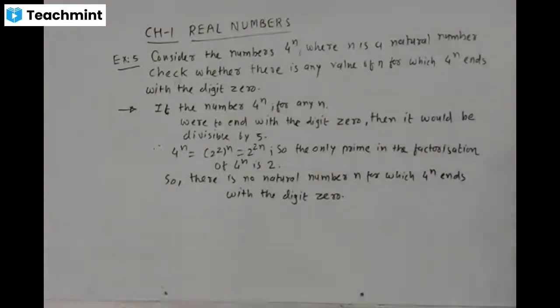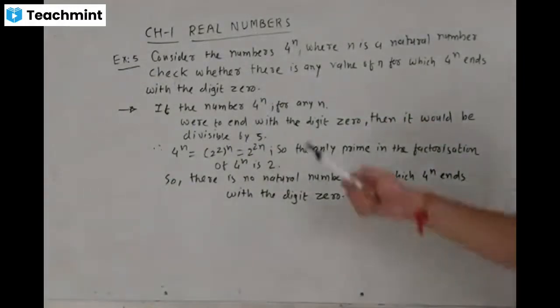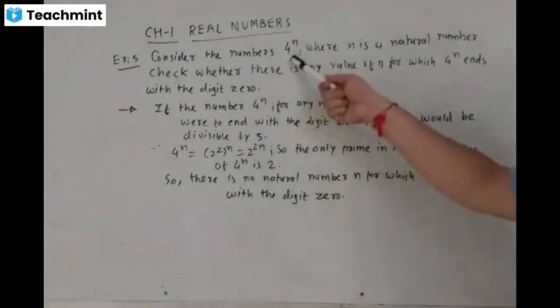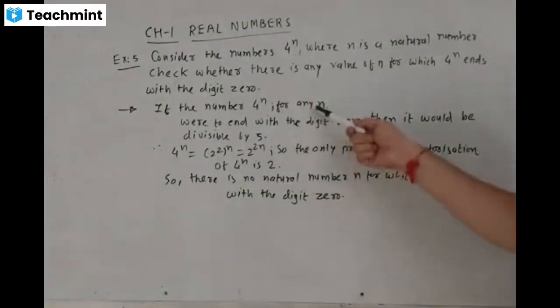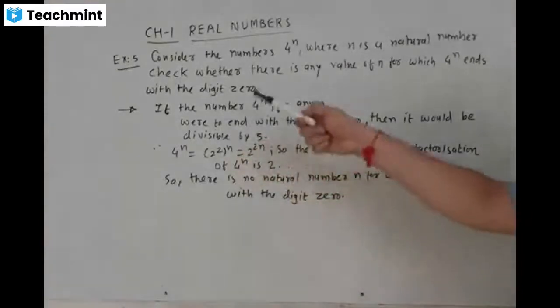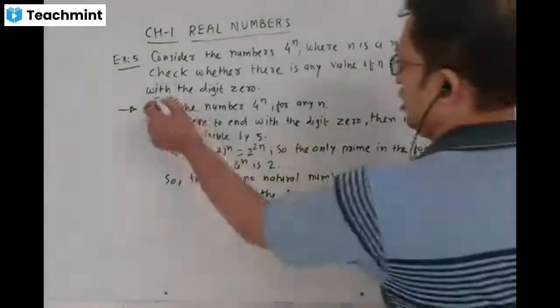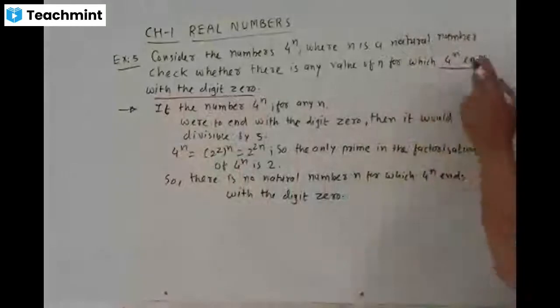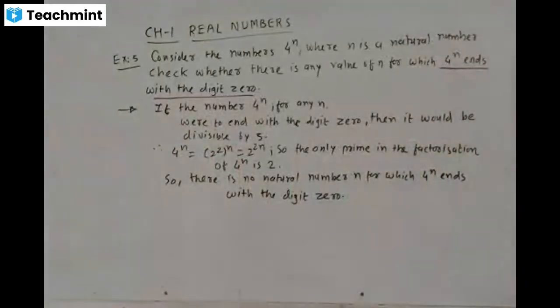ऐसी कोई भी वैल्यू n की पॉसिबल है जो उसका यूनिट डिजिट 0 हो? Let it end with the digit 0. तो if the number 4 raised to n, for any integer n, where if a number ends with the digit 0, कोई भी नंबर का डिजिट एंड विद द डिजिट 0 होगा.